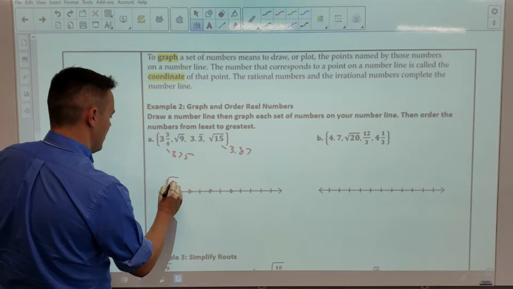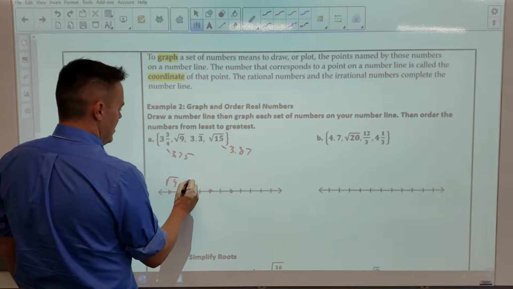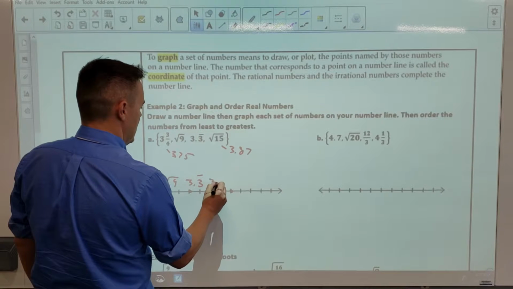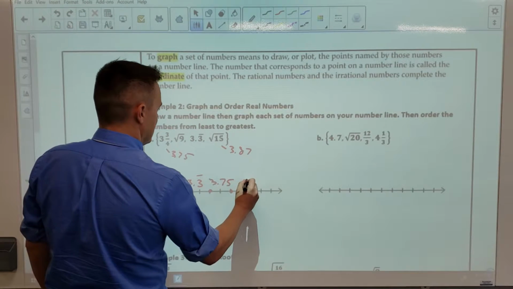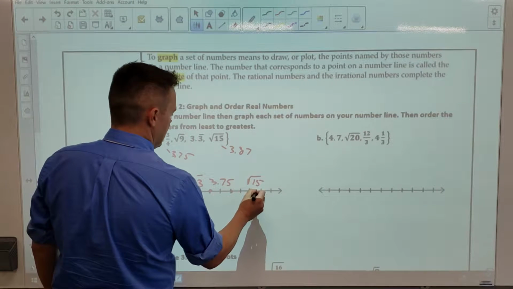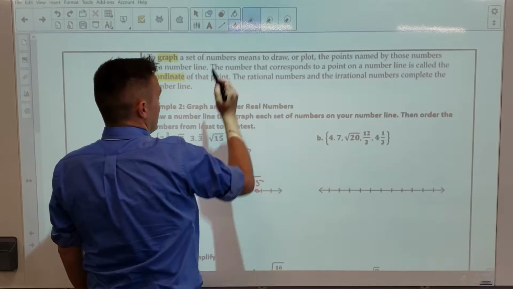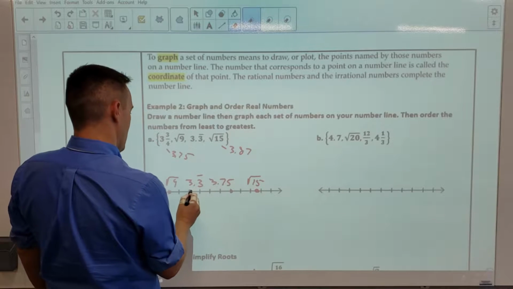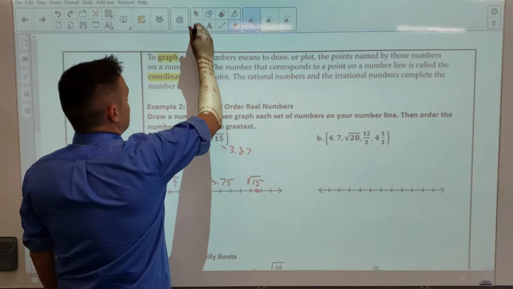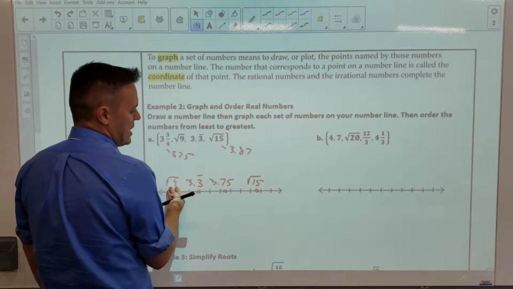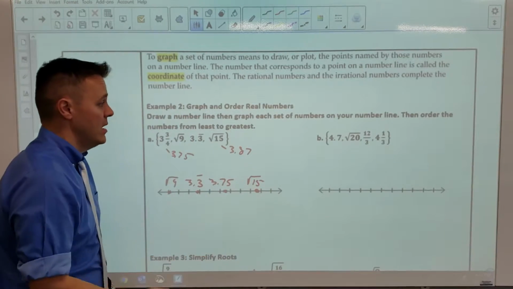So this is going to be square root of 9 because that's 3. It's going to be 3.3 repeating. Then it's going to be 3.75. And then lastly, it's going to be the square root of 15. So there are my dots. Let me erase this one right here because it kind of got a little wonky. Like I said, doesn't matter where it's at, just put a dot anywhere on the line. The correct thing is to make sure these are in order from left to right.